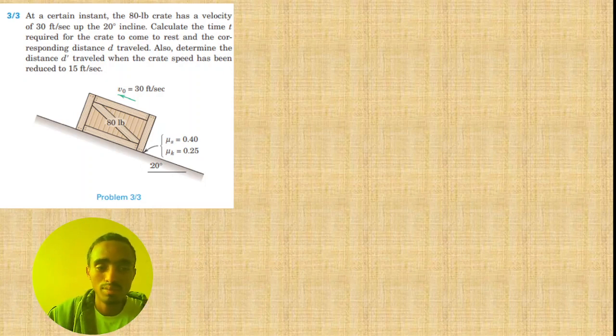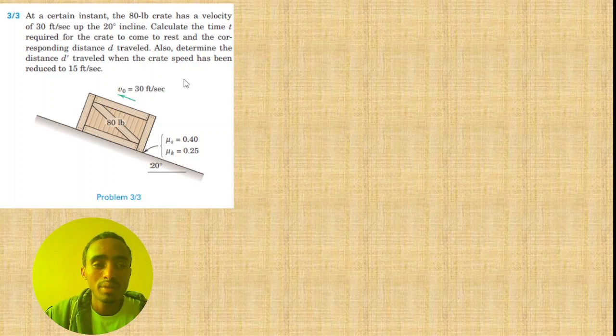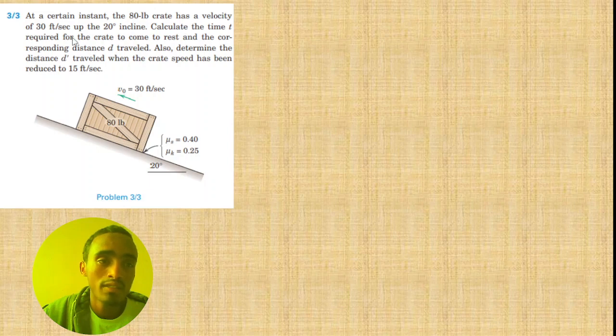Now let's jump into this problem and I will show every single step. At a certain instant, the 18-pound crate has a velocity of 13 feet per second up a 20 degree incline. As you can see, this ramp is inclined at 20 degrees and the crate moves in the s direction, with an 18-pound weight and a velocity of 13 feet per second.